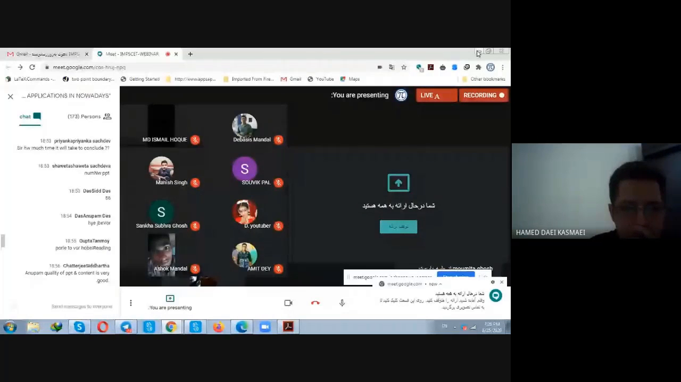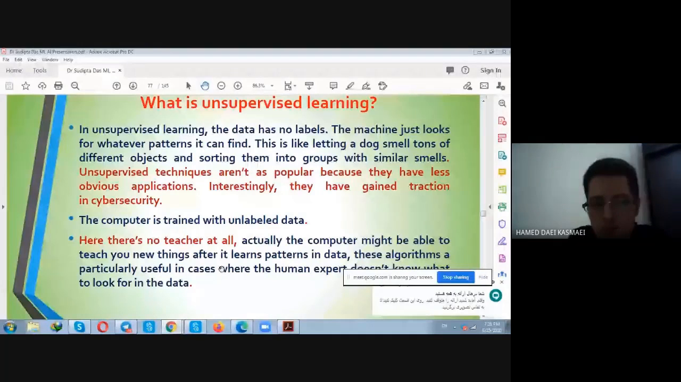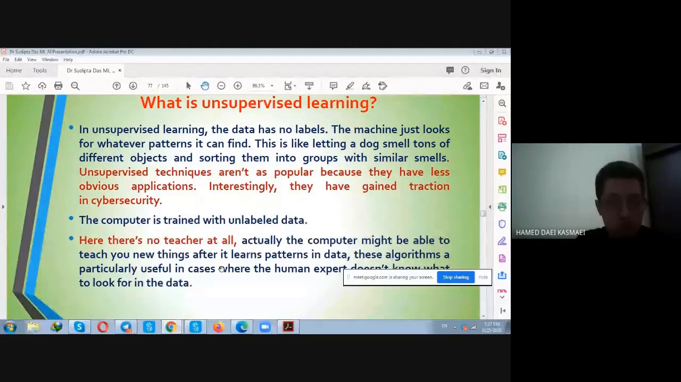Okay. So the computer is trained with unlabeled data. Here there is no teacher at all. So actually the computer might be able to teach you new things after it learns patterns in data. The computer learns some patterns from initial data that you start with, then the unsupervised algorithm tries to analyze it to get new output based on the initial data, where you didn't know what to look for in the data, but it can find it.